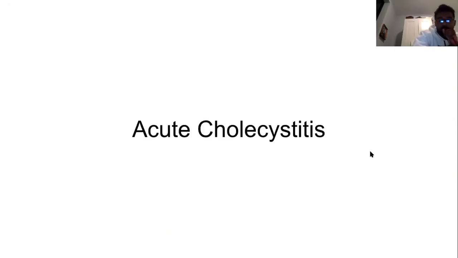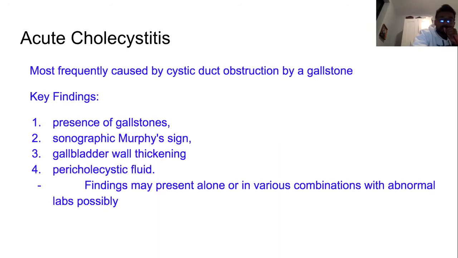Okay, we're done with gallstones. Next, acute cholecystitis. Acute cholecystitis is usually caused by gallstones. Key findings of acute cholecystitis: presence of gallstones, sonographic Murphy sign.